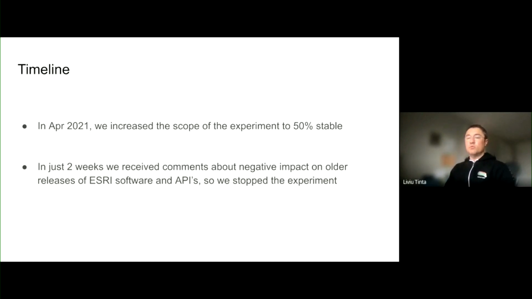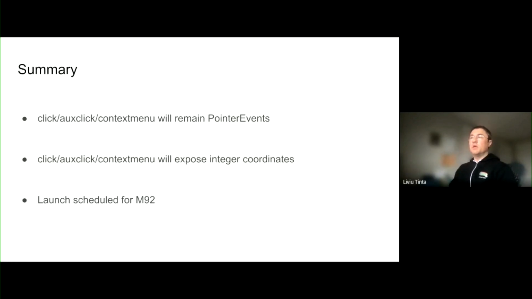In April 2021, we increased the scope of the experiment to 50% stable. And in just 2 weeks, we received comments about negative impact on all the releases of ESRI software and APIs. So we stopped the experiment. In summary, click, AuxClick, context menu will remain pointer events. However, we will expose only integer coordinates for these events. The launch is scheduled for M92. Thank you.